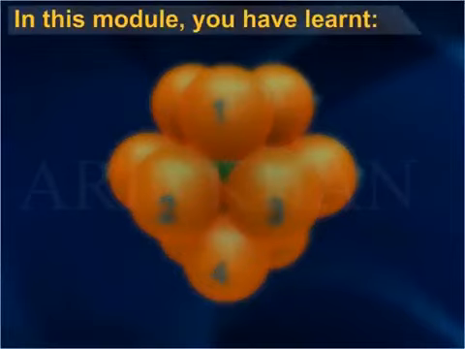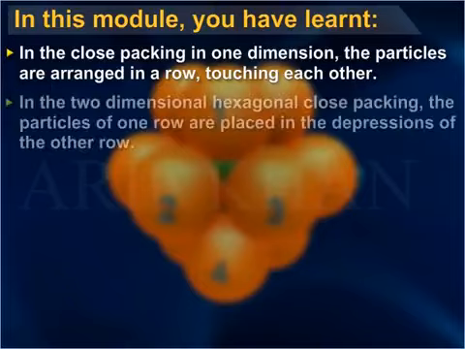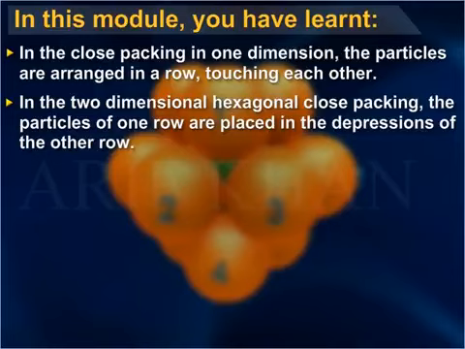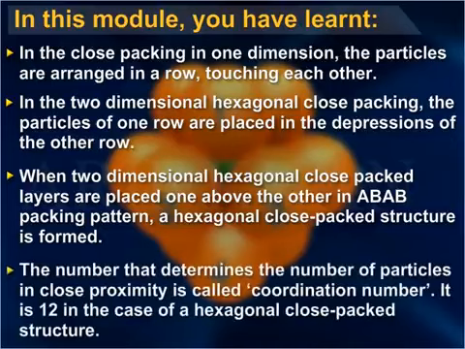In this module, you have learnt, in the close packing in one dimension, the particles are arranged in a row touching each other. In the two-dimensional hexagonal close packing, the particles of one row are placed in the depressions of the other row. When two-dimensional hexagonal close pack layers are placed one above the other in AB-AB packing pattern, a hexagonal close pack structure is formed. The number that determines the number of particles in close proximity is called coordination number. It is 12 in the case of a hexagonal close packed structure.